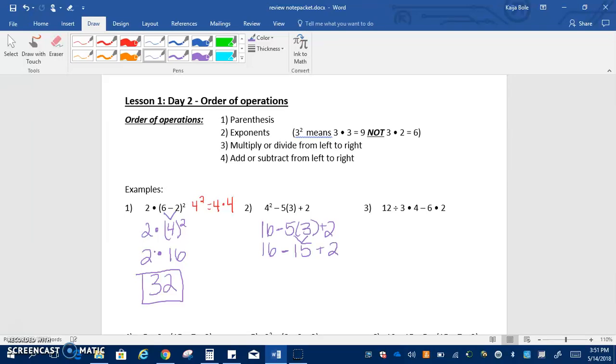So now we just have subtracting and adding, so we're going to go left to right. So 16 minus 15 is 1. Bring down our plus 2. And 1 plus 2 gives us a final answer of 3.